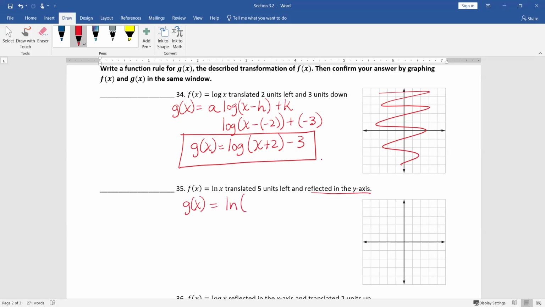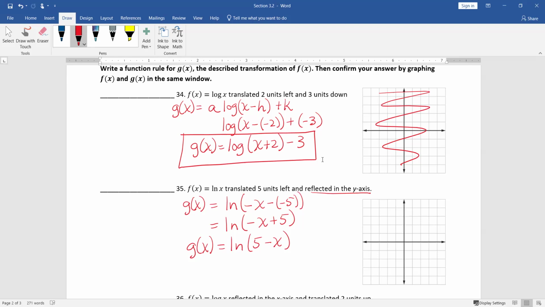However, the reflection across the y-axis means I have a negative x, and the fact that it's translated 5 units to the left means that I'm subtracting a negative 5, and obviously we have no vertical shift, so there's no k. So to simplify this, you could leave it this way. I would rewrite this natural log of 5 minus x, just so you don't have all the extra signs in there, but either way will work.